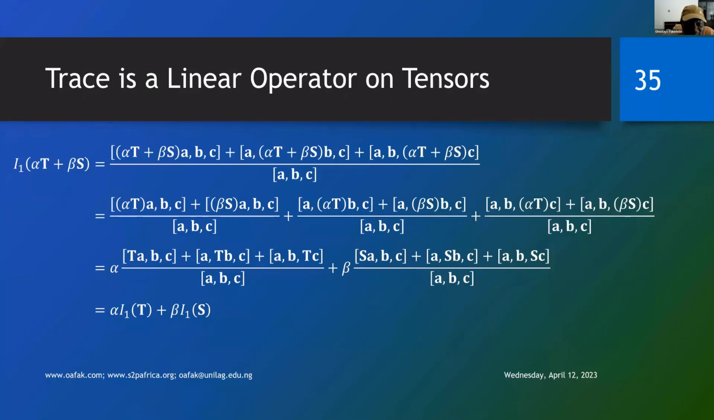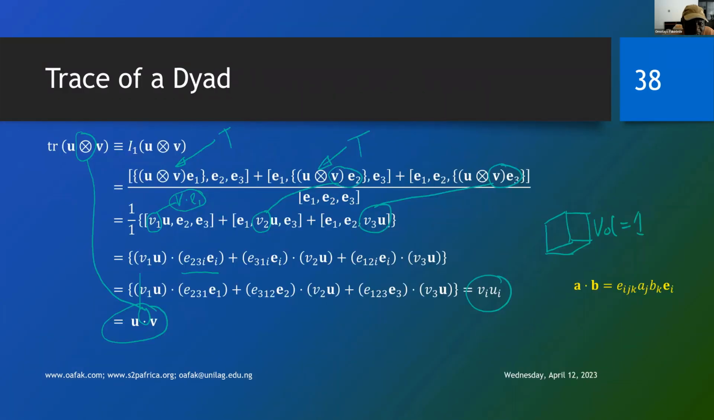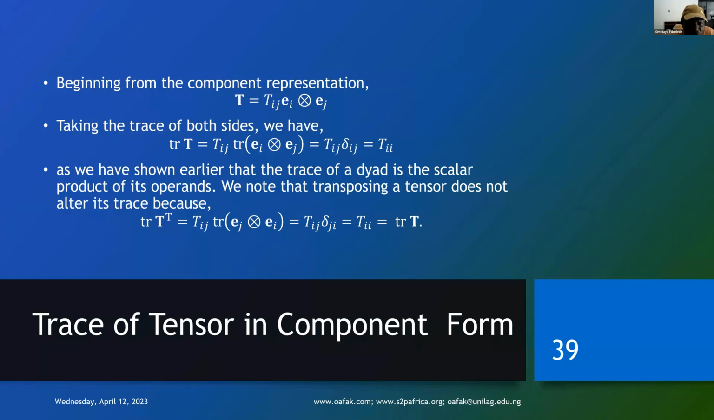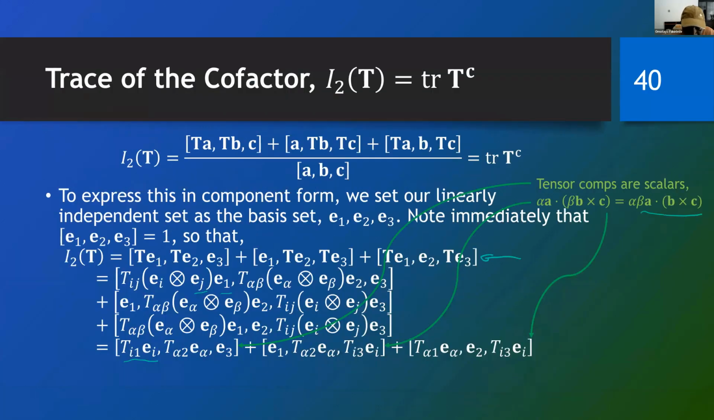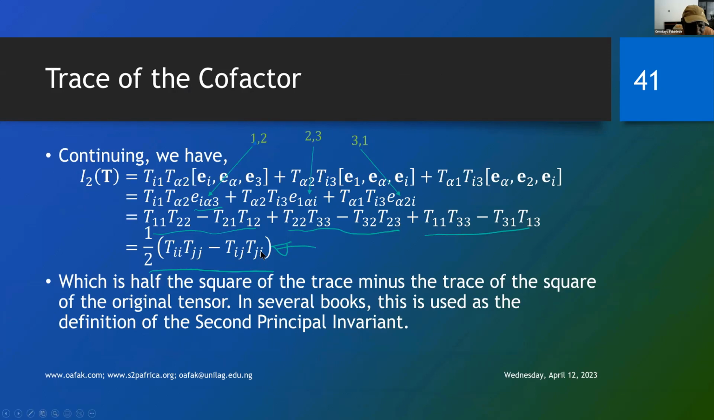And we explained that the trace itself, this first invariant, is a linear operation, but the other two are not linear. So the trace of a dyad is simply: remove the tensor product and replace it with a scalar product. That is how you get a trace. If you want to get a trace of a dyad, just remove the tensor product inside it and replace it with a scalar product. The trace of a cofactor is a little bit more involving, as you can see. But when we work it out, it comes to something like this.